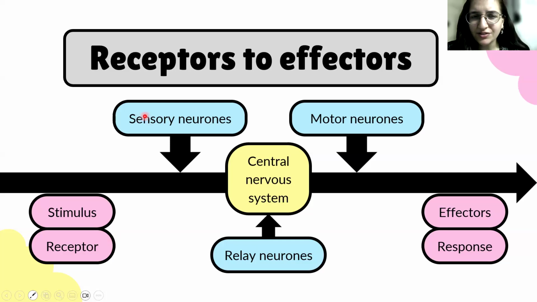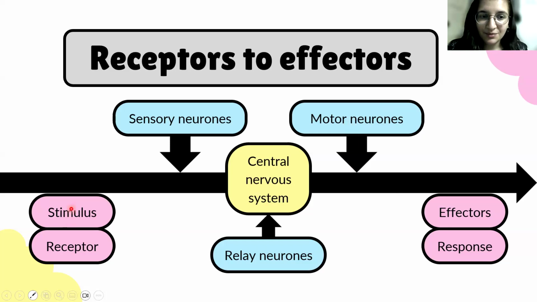The sensory neurons sense that something has happened. The sensory neuron will pass the message on to the relay neuron and ask it to relay it to the central nervous system, which is the brain and spinal cord. The relay neuron is like the messenger. It delivers that message to the central nervous system, and the central nervous system decides on what has to be done. And the motor neurons will carry out that function.